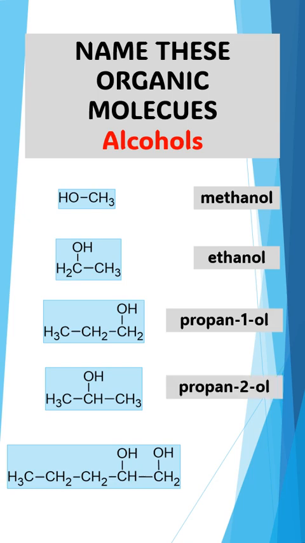The second one, the OH group or the hydroxy group, is attached to the second carbon, so it is propan-2-ol. In the last molecule here, we have 1 OH group attached to the first carbon and 1 to the second carbon, so we write it pentane-1,2-diol, and the di in front of the ol shows us that we have 2 OH groups coming off.